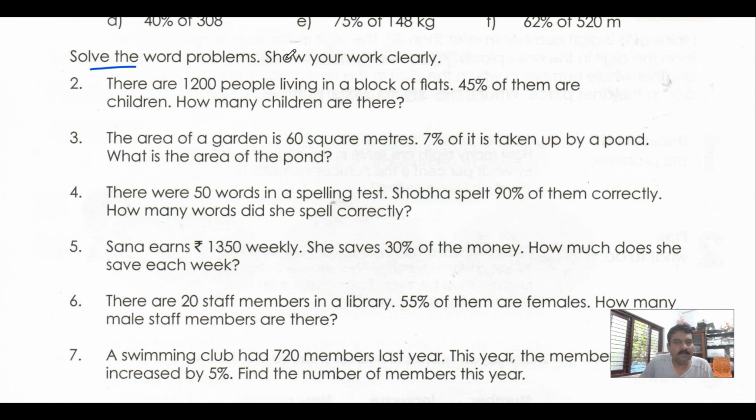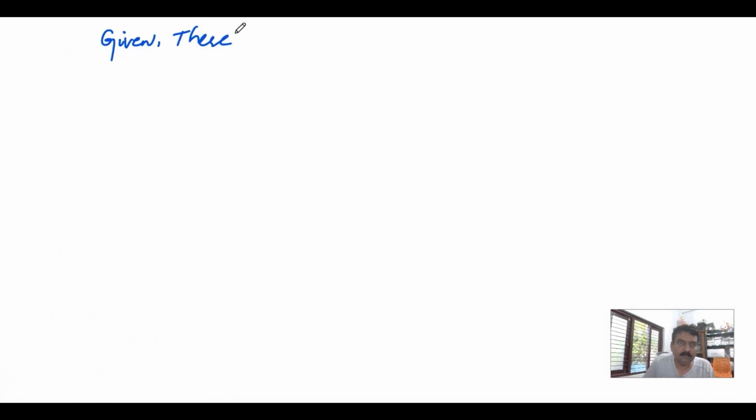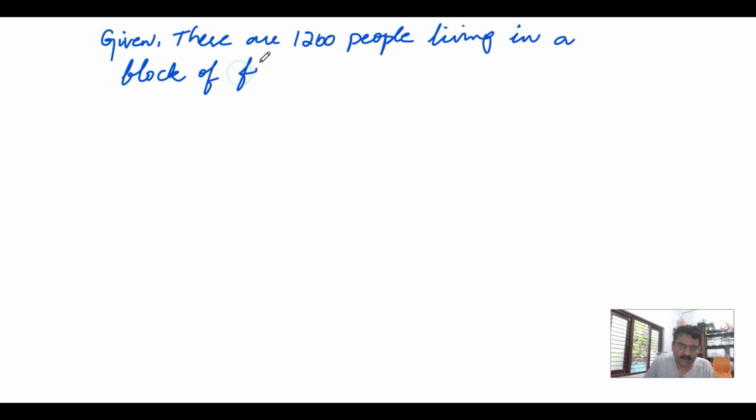Now let's go to practice problem. Solve the word problems. Show your work clearly. There are 1200 people living in a block of flats. 45% of them are children. How many children are there? This is a very simple question. 45% of them are children. There are 1200 people living in a block of flats, right?